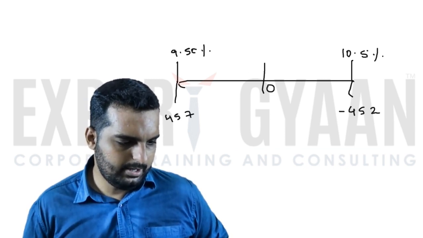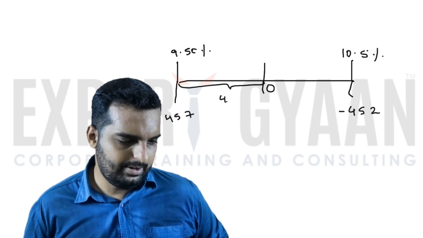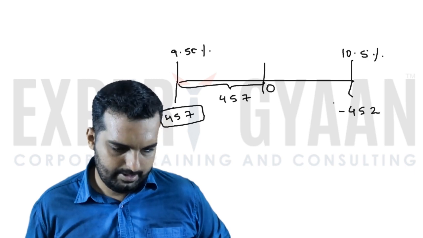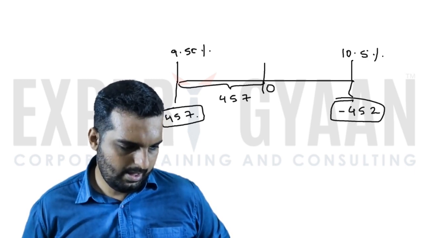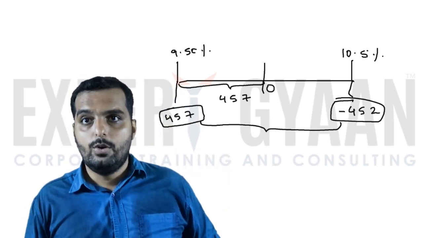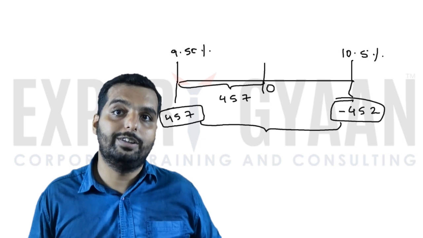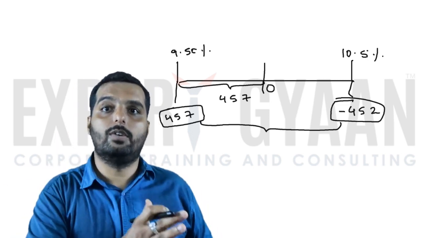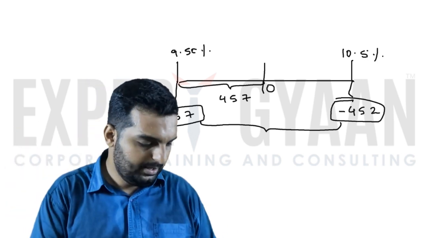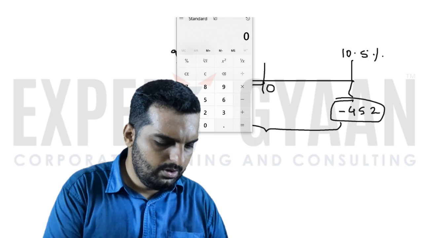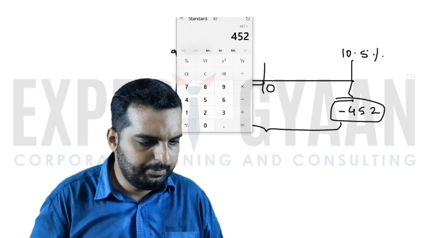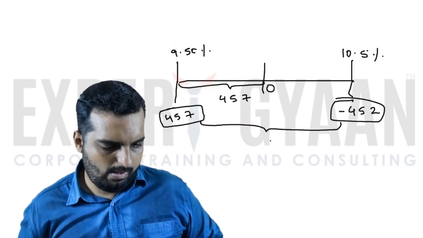So what I'll do is, from here till here, I'm traveling 457. But from here till here, if you see, I'm traveling 457 plus 452. Why I'm saying 457 plus 452 is because the other one is minus and this one is plus, so minus and minus will make it plus. I hope you understood what I'm trying to say. Alright, so it will be 457 plus 452. That will give me the answer as 909.